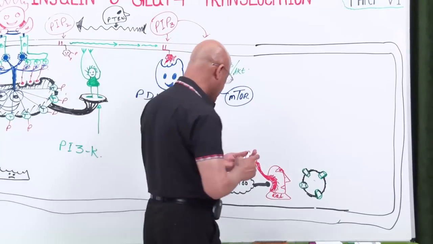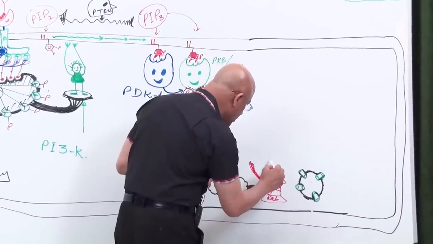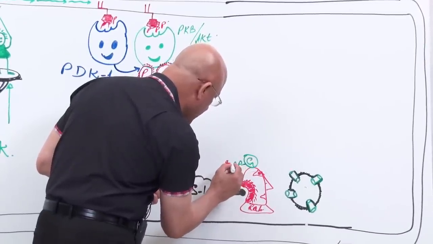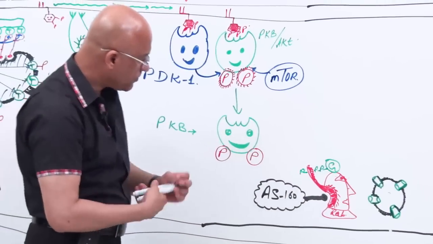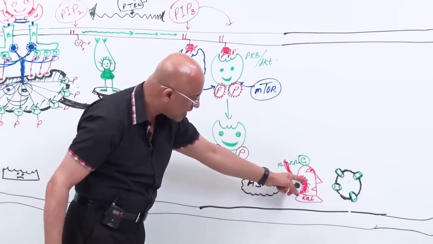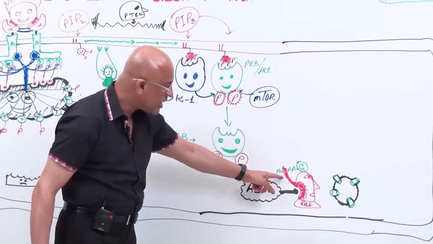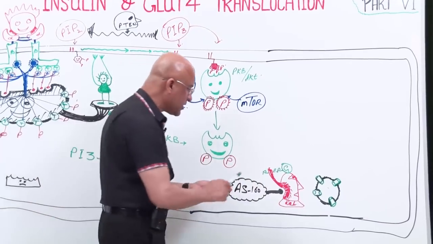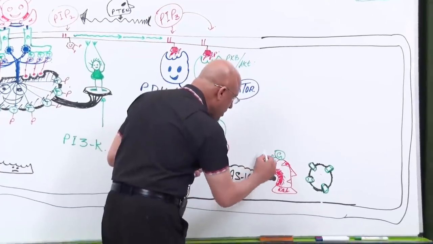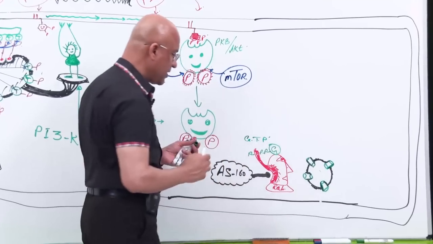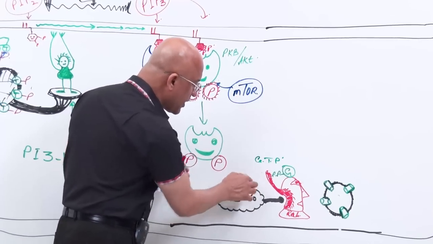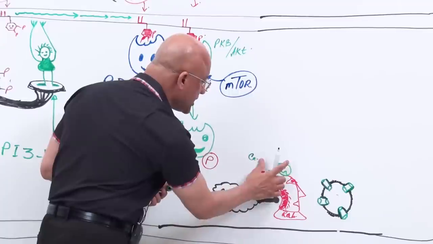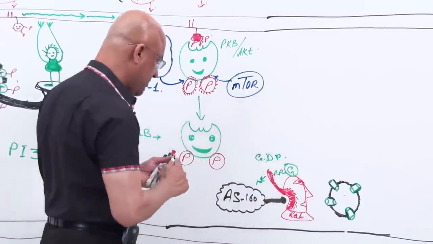Now what is this enzyme doing? It is doing a very special function. Here is a guanosine molecule with phosphates: 1, 2, and then 3 phosphates. If this catalytic unit of RAB is active, it will remove one phosphate from GTP. GTP means guanosine triphosphate. If one phosphate is removed, it is no more GTP, it will be GDP, guanosine diphosphate. Listen carefully.